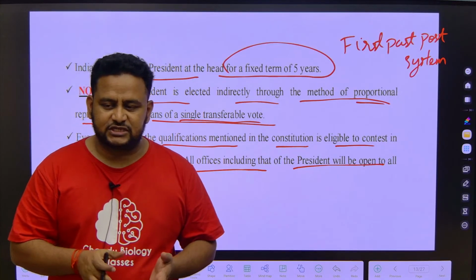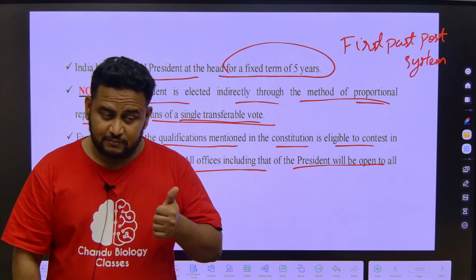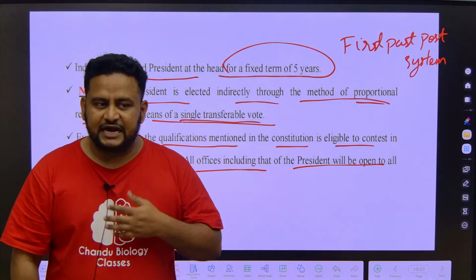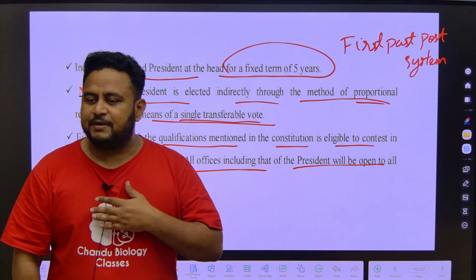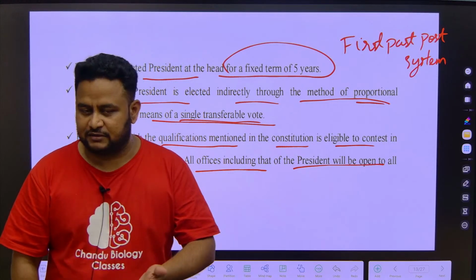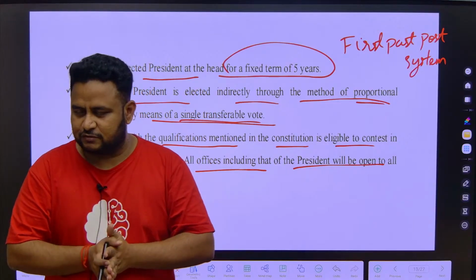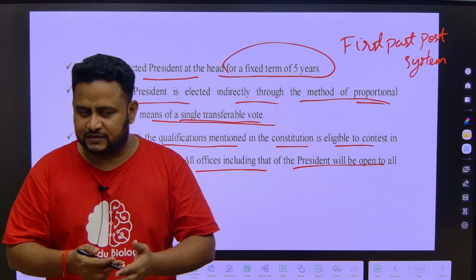What are the qualifications? First, I should have completed 35 years of age. Okay. Then first of all, I should be a citizen of India. Then I should be eligible to be a member of Lok Sabha. Okay. And I should not be holding an office of profit. All these things I will explain when I talk about president. What is office of profit? What is the qualification to become a member of Lok Sabha?